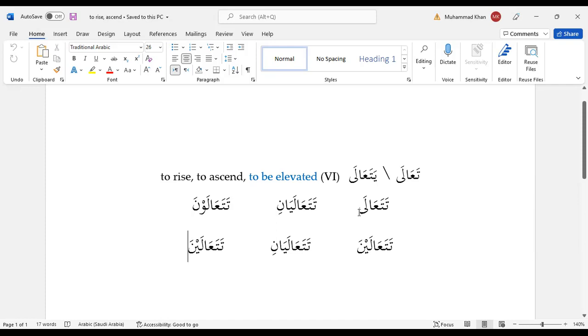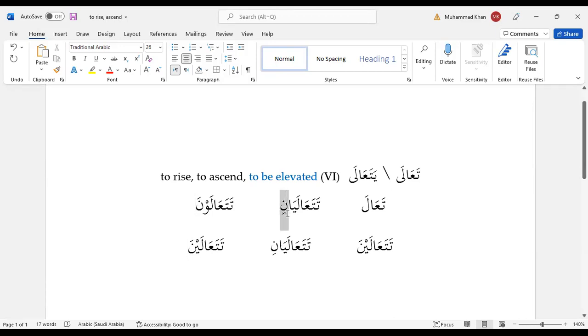So now we will see how to make Fi'l al-Amr. Do you remember how to make Fi'l al-Amr? Yeah, drop the weak letter. The ending has to be sakin. So when we make the ending sakin, that means the ya gets dropped. And then we have to drop alamatul mudari as well. So when we drop alamatul mudari, it becomes ta'ala, simply. So for the singular masculine, it will be anta ta'ala.